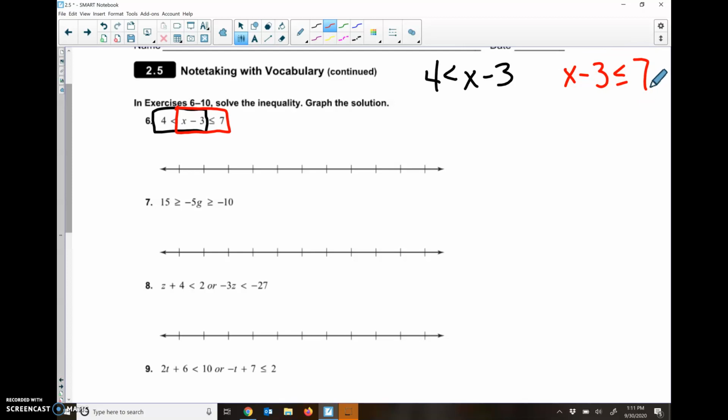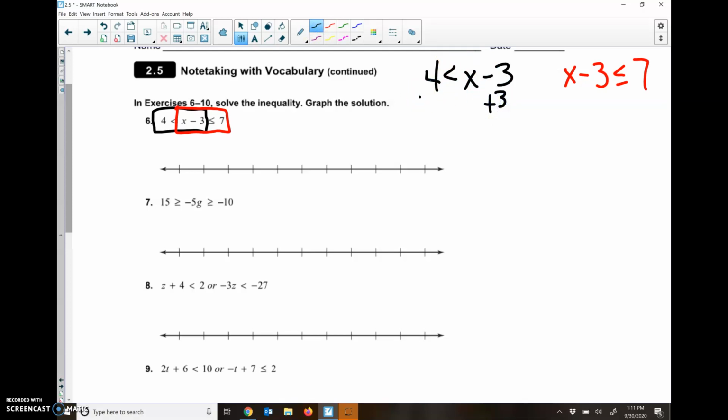So if you see, 4 is less than x minus 3. And then I wrote x minus 3 is less than or equal to 7. So we both shared the x minus 3, and then we took the left side and the right side. So here we just solve like normal.